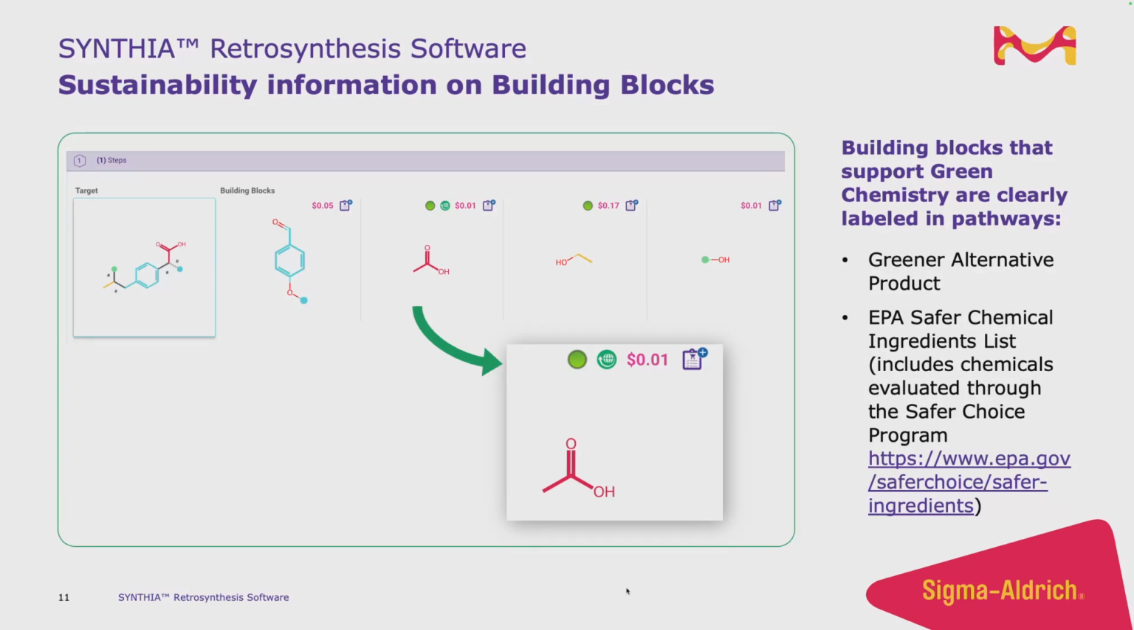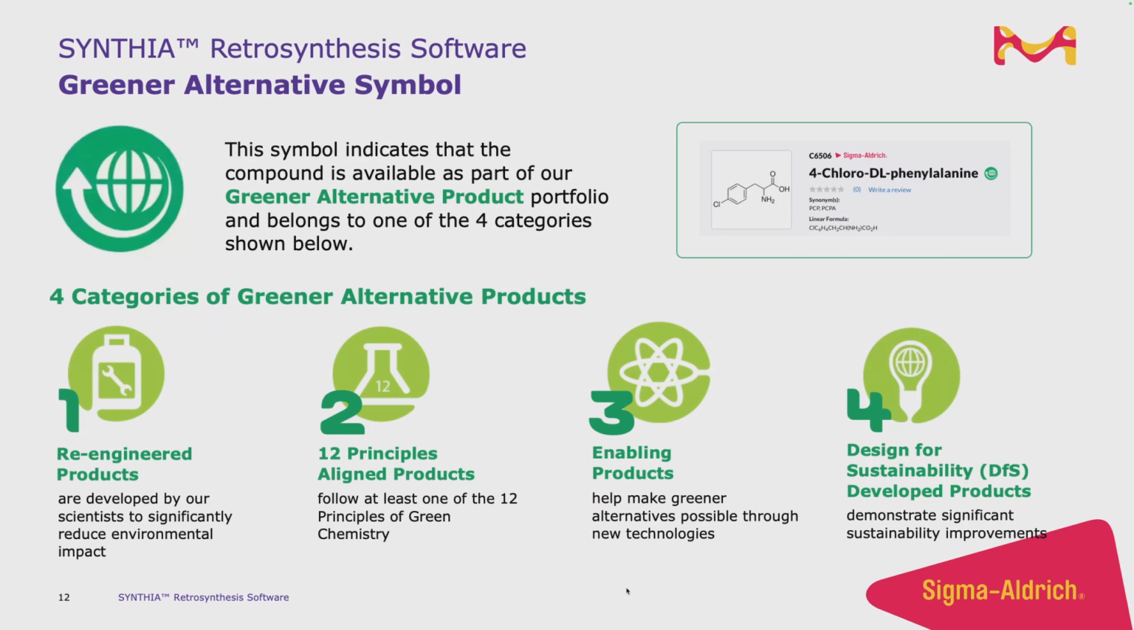So you'll notice right on the building blocks themselves, in this building blocks view, you can see symbols for the EPA safer chemical ingredients list. So that's that green circle here if this is a compound on there, as well as our greener alternative product symbol for things that are commercially available from Sigma Aldrich. So this is a program that we have within Sigma Aldrich that shows compounds that are part of the greener alternative product symbol, have this green symbol on it with the arrow and the globe, which means these products have been developed to fall into one of these 4 categories of whether they've been specifically engineered to reduce the environmental impact or aligned with the 12 principles of green chemistry, for example. So you see these symbols not only on our Sigma Aldrich website, but also directly in Synthia.